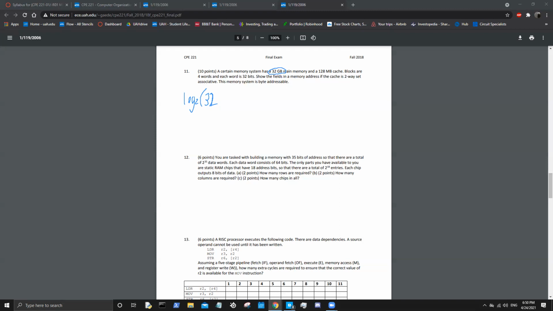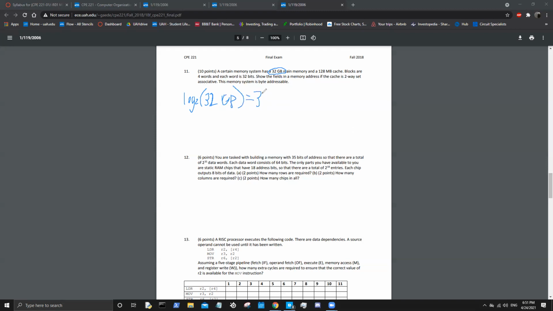Gigabyte in powers of 2. Let me look at this real quick. Powers of 2. That's wild. All right. So this is gigabyte.